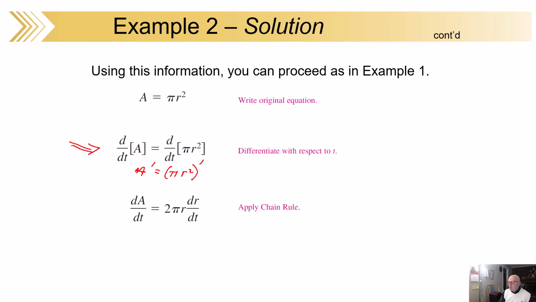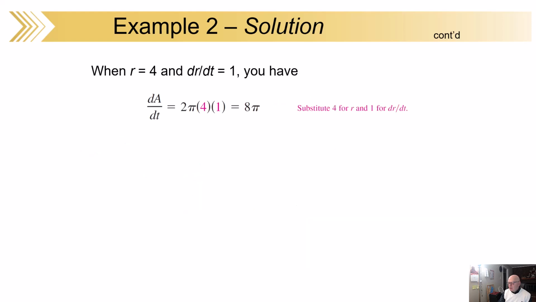Now it's time to put those given pieces together. We're interested in what's happening when the radius gets as big as 4 feet, and we already know the way the radius is increasing is 1 foot per second. Just put those numbers in for those variables. And what we get is 8 pi.